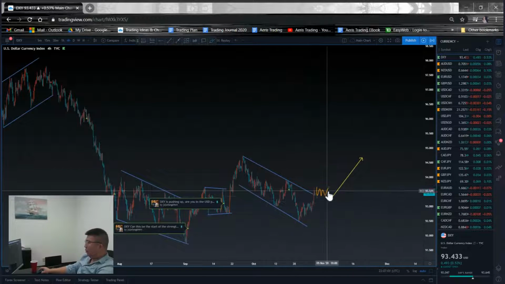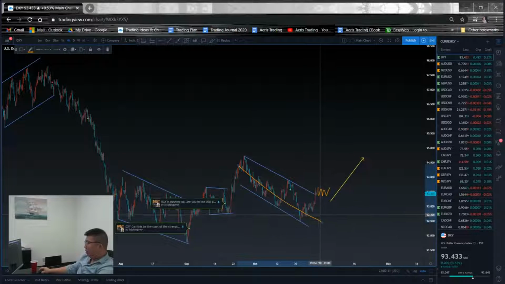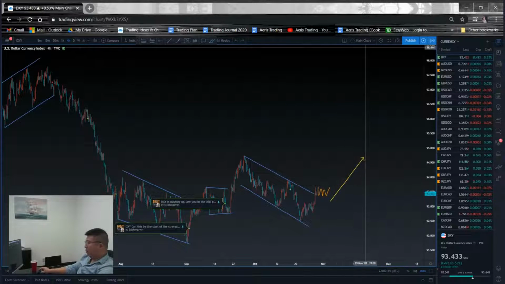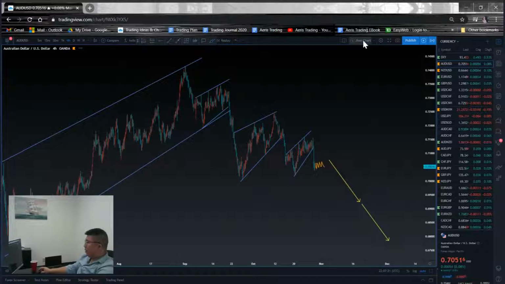I do see it a little bit more bullish now. If this is the potential completion of this structure, then yes, I do start to see the next push up from this point forward. Okay, so let's move on to a few.